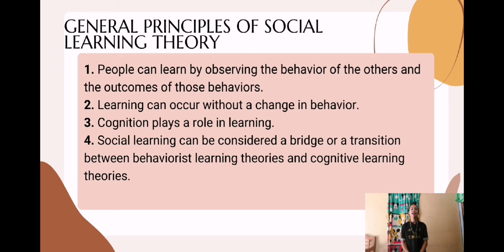The second general principle is learning can occur without a change in behavior. It means that we can learn even if there is no change in terms of behaviors, because learning is through mind and understanding, and it is not learning through behaviors, but learning can affect our behaviors.